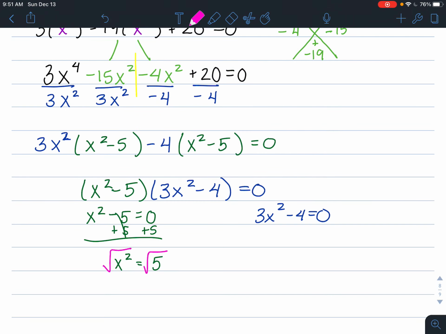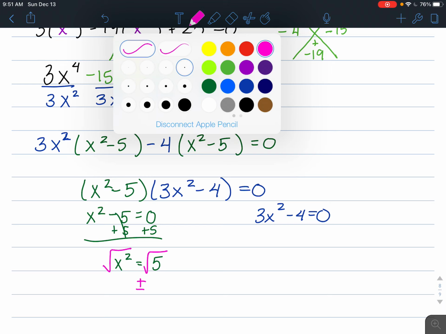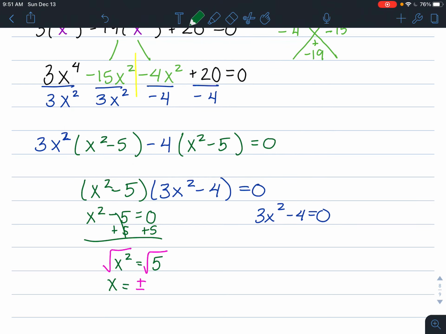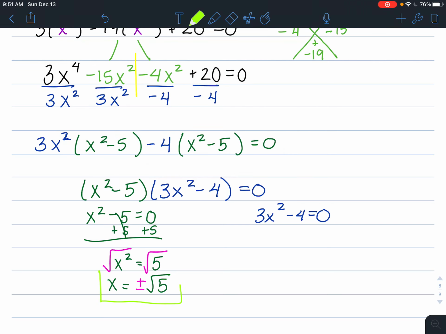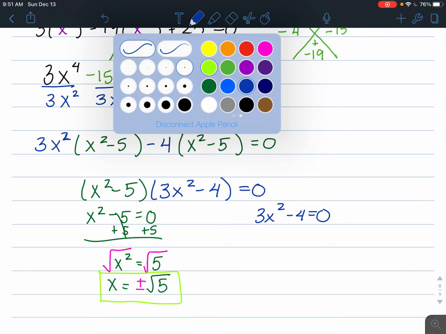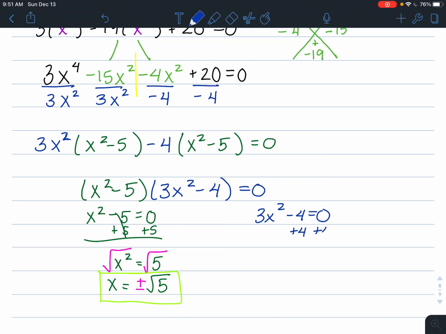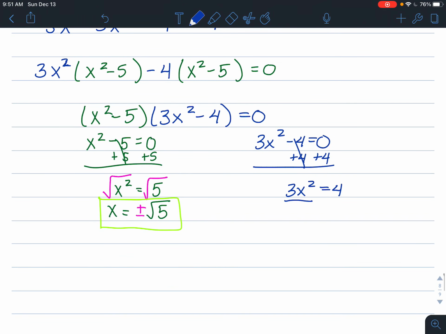And then to get rid of my square, take a square root, which is going to throw a plus or minus on my answer. So x equals plus or minus the square root of 5. So there's half my answers, right? 2 of my 4. And then here I'll add 4. And then I'm going to divide by 3. So x squared equals 4/3.